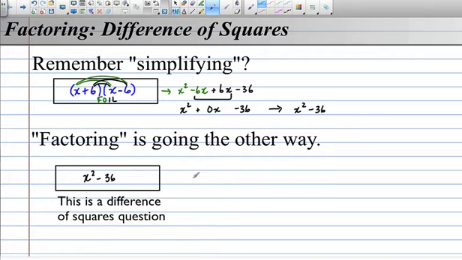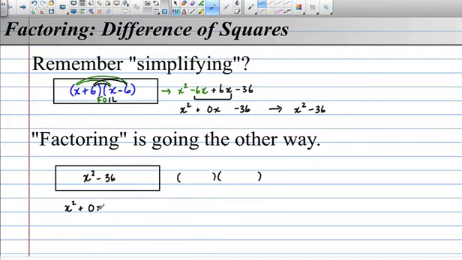If we start out with an expression such as this, it's much the same as having a simple trinomial that looks like this. And before, we needed to find two numbers that multiplied to give negative 36, and here combined to give a 0. The numbers would be negative 6, positive 6.